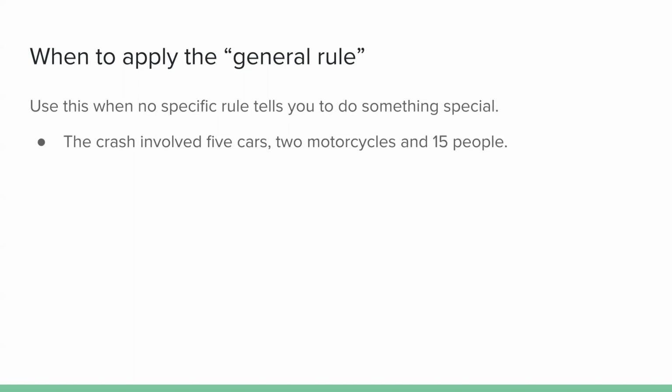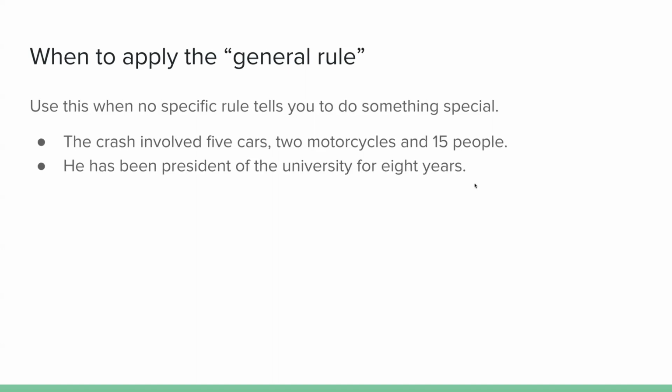The crash involved 5 cars, 2 motorcycles, and 15 people. Notice that we've got 5 spelled out as a word, 2 written out as a word, 15 as a figure. This is correct Associated Press style. 10 and above written as a figure, 0 through 9 written out as words.